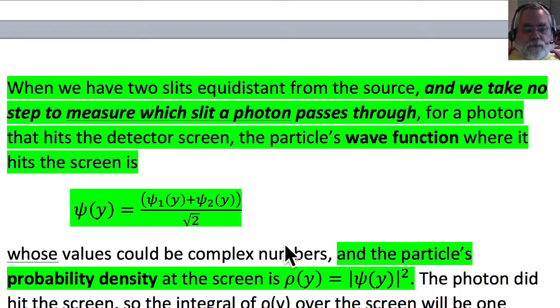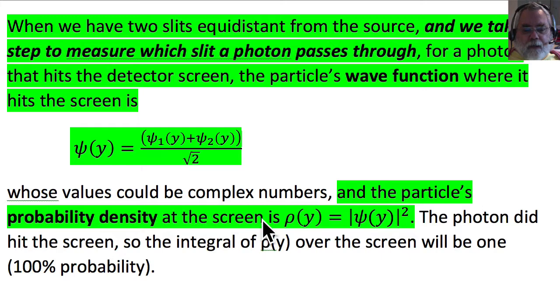These values could be complex numbers, and the particle's probability density at the screen is rho of y, the square of the magnitude of psi. The photon did hit the screen, so the integral of rho of y over the screen will be 1.